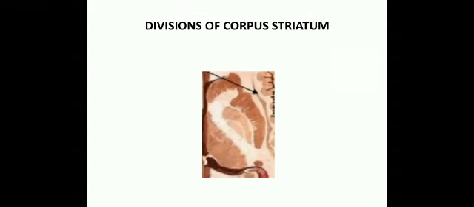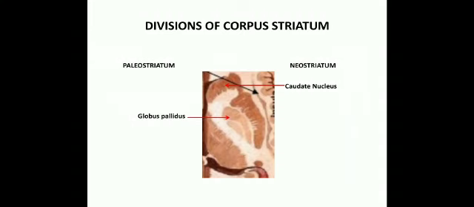So, morphologically the corpus striatum can be divided into the paleostriatum and the neostriatum. So, paleostriatum is the older and the primitive part. It is represented by the globus pallidus. The neostriatum is more recent in development. It is represented by the caudate nucleus and the putamen.